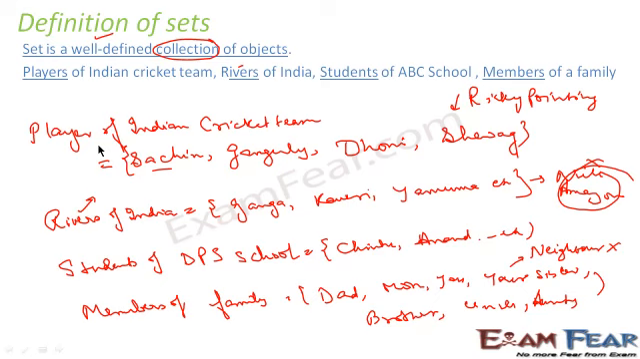To reiterate the definition, set is a well-defined collection of objects. So if you see here, Sachin, Ganguly, Dhoni, Sehwag, these are collection of objects and they are well-defined. These are all part of Indian cricket team. Similarly, Ganga, Kaveri, Yamuna, these are also a collection of objects and they are well-defined. They are all rivers of India. Similarly, dad, mom, you, your sister, your brother, uncle, auntie, these are all members of your family. I hope the definition of set is clear. Set is nothing but a well-defined collection of objects.